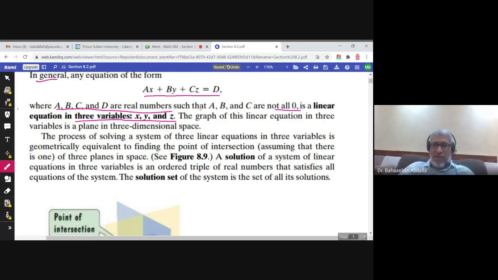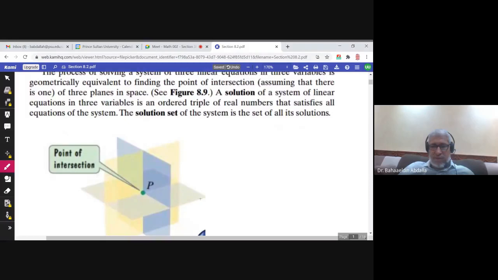What is the graph of this linear equation? The graph would be a plane in 3-dimensional space. So it is a plane like this. This is a plane. This is another one. Okay. And there is another one also, this one. So there are 3 planes here in this figure.